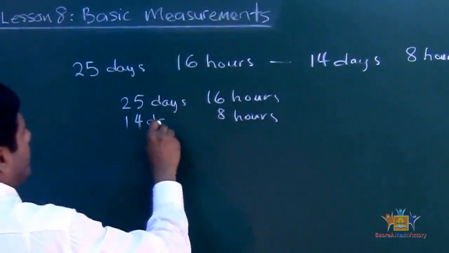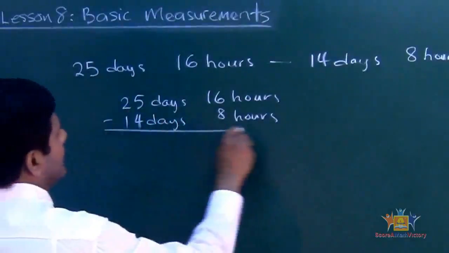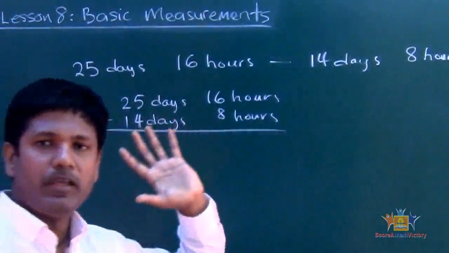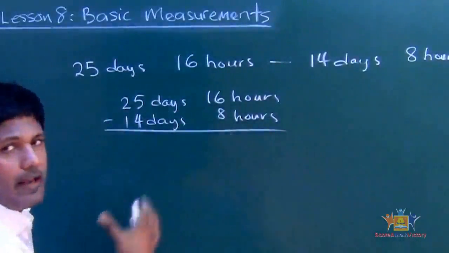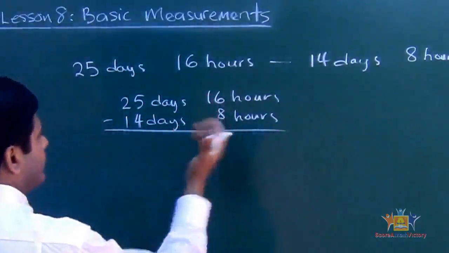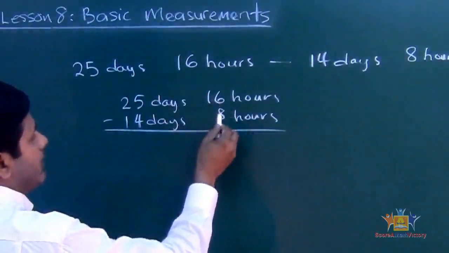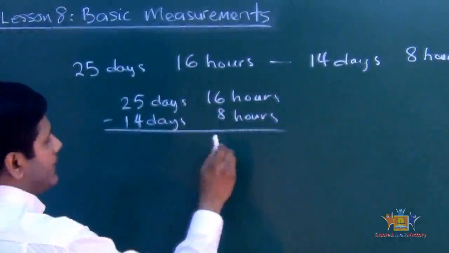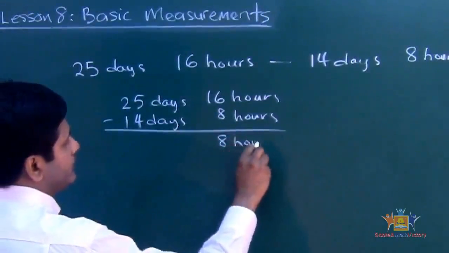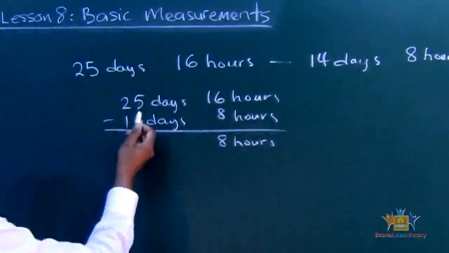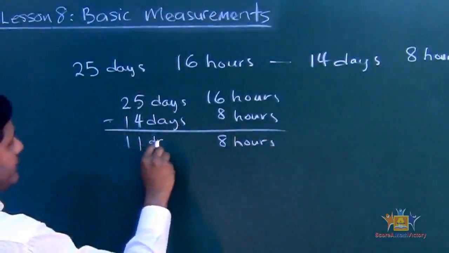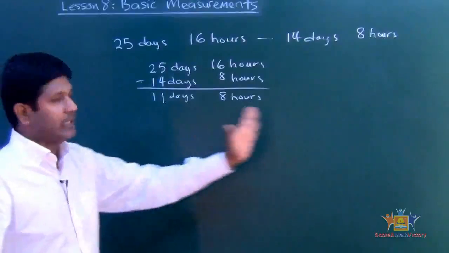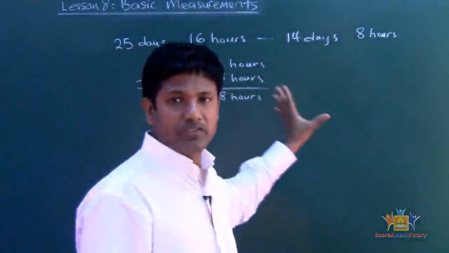Okay, very important. Now just like the addition, you start from the right to the left. Okay, right to the left, very important. You have to start here first. So 6 minus 8, you can't, so 16 minus 8 is 8. So 8 hours. 5 minus 4 is 1, 2 minus 1 is 1, so it makes it 11 days. That's it right there. That's pretty easy, isn't it? Okay, if it's straightforward like that.